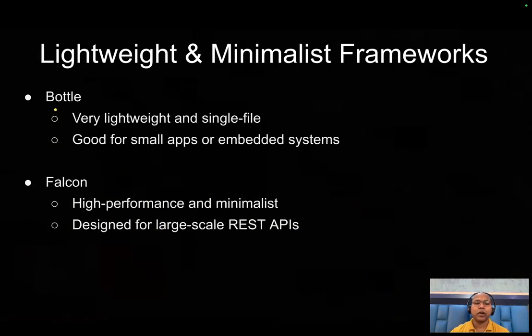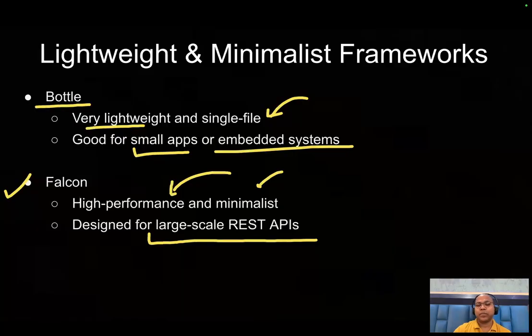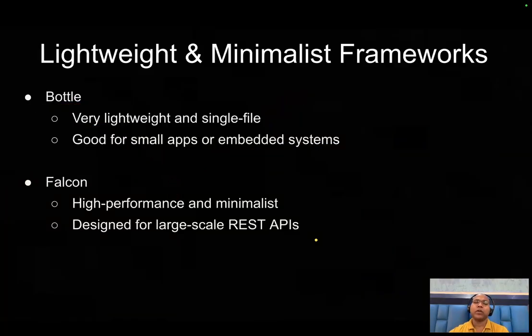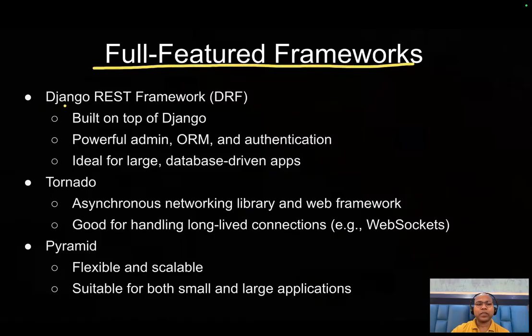Similarly, Bottle is also very lightweight and a single-file-based framework, good for small apps and embedded systems. Okay, Falcon is also a high-performance and minimalist kind of REST API framework that is designed for large-scale REST APIs. So lots of frameworks. I'm not going to talk more, but these are for lightweight applications. Sometimes you want a full-fledged framework with many features, like Django REST framework, you can say DRF. This is also a REST API development framework in Python.